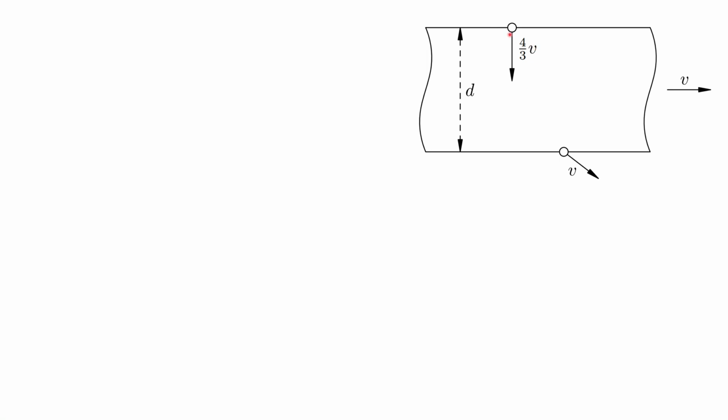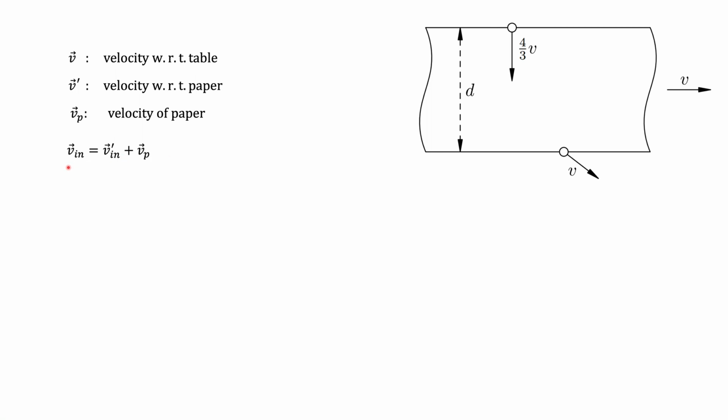We know the velocity of this coin with respect to the table. So there's a simple formula that relates the velocity of the coin with respect to the table, velocity of the coin with respect to the paper, and velocity of the paper itself. So the relationship tells us that velocity of the coin with respect to the table equals the velocity of the coin with respect to paper plus velocity of the paper. So velocity in one coordinate system equals the velocity in another coordinate system plus the velocity of that second coordinate system with respect to the first coordinate system.